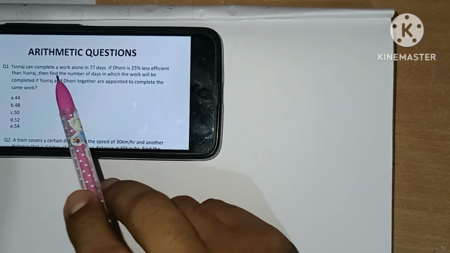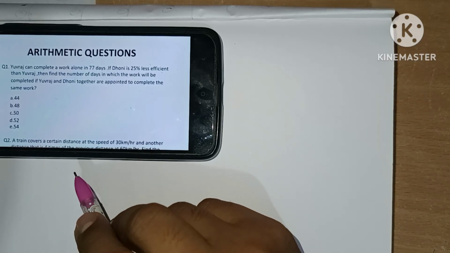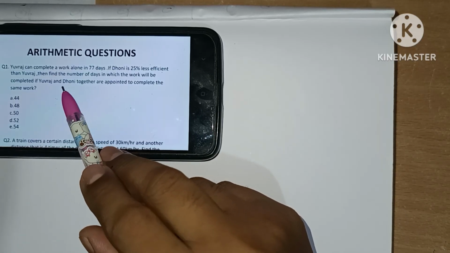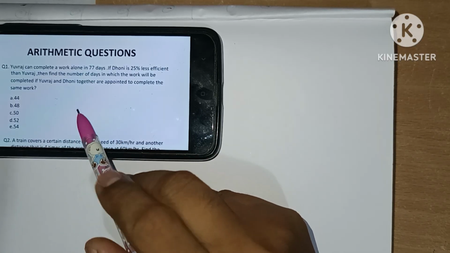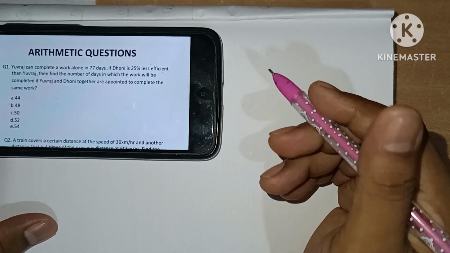In this video, we are going to see 10 mixed arithmetic questions, which are PO prelims level questions. Let's see the question number 1.